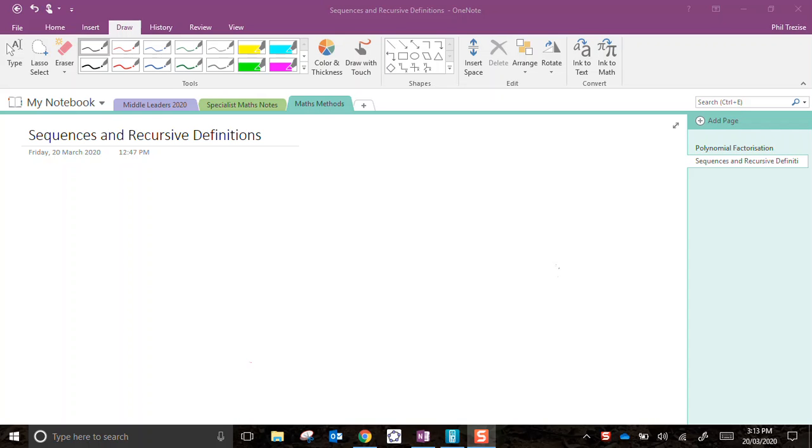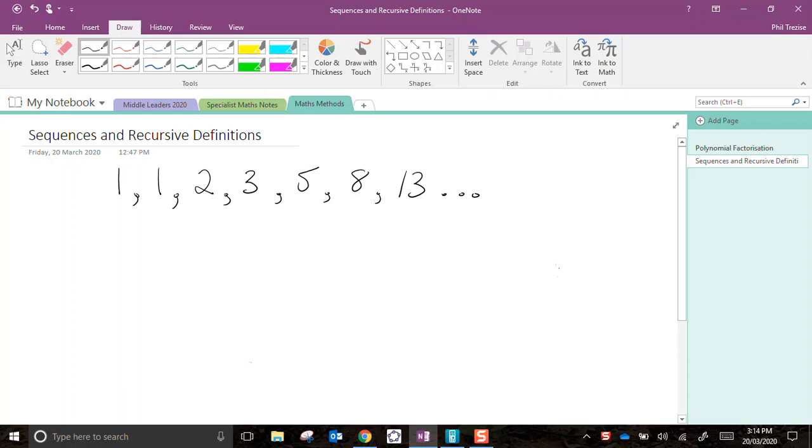Hi everyone, this lesson is about sequences and how we use recursive formulas to define them. So let's begin with probably the most famous sequence known. We begin with 1, second term is 1, then we add those two terms to get 2, then we add the last two terms, we get 3, 2 plus 3 is 5, then 8, then 13, and so on. And this is the Fibonacci sequence, which is very famous.